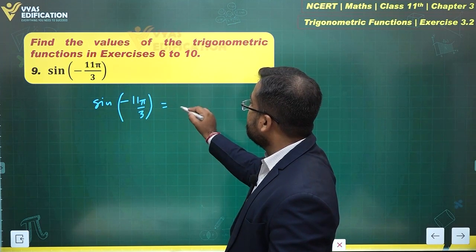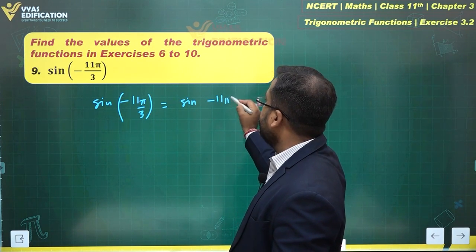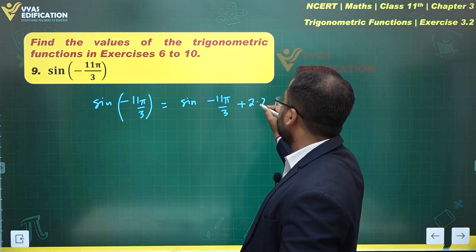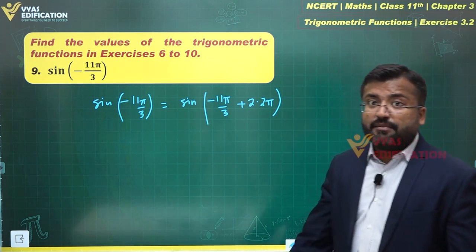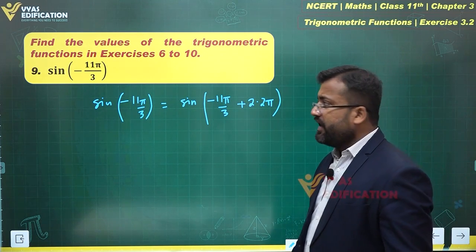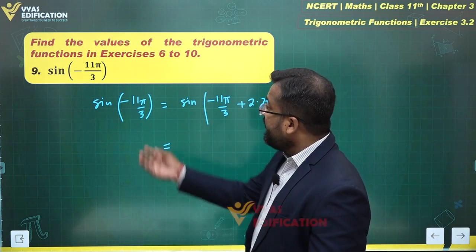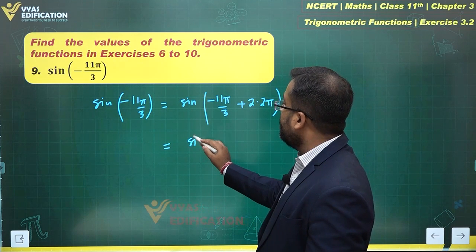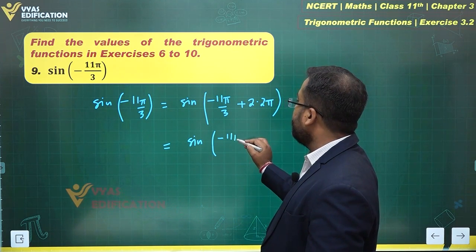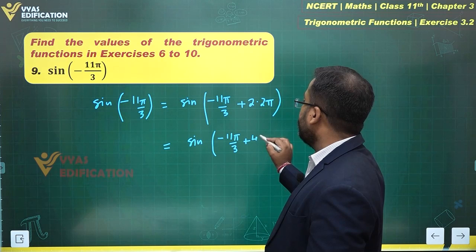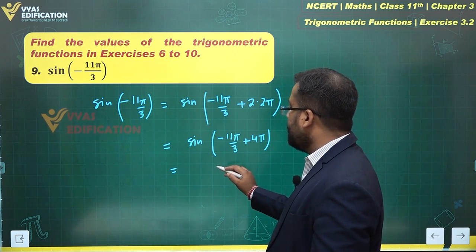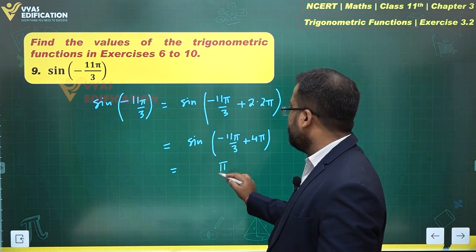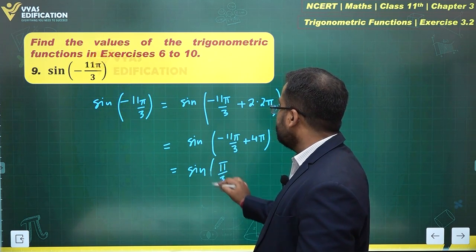So we are writing this as sine of minus 11 pi by 3 plus 2 times 2 pi. Twice, that is 2 times a multiple of 2 pi. That's what we are using over here. We are adding, the value will remain the same. This is sine of minus 11 pi by 3 plus 4 pi. What will this become? This is 12 pi minus 11 pi. On taking the LCM, this will become 12 minus 11, which is pi by 3. This is sine pi by 3.